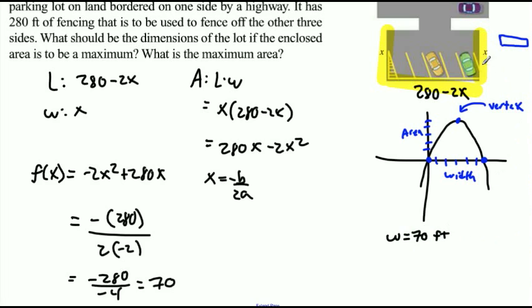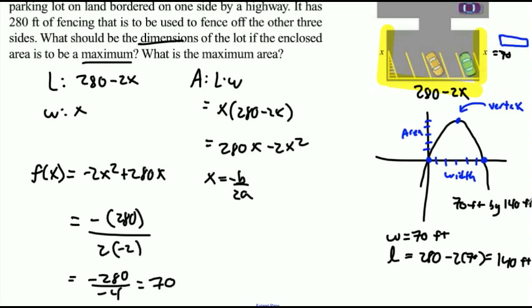Well, if we know that the width is 70 feet, can't we find what the length is? Well, yeah, right? The length must be 280 minus 2 times 70, which is 280 minus 140, which is 140 then. So we have just found the dimensions of the maximum area. The dimensions are 70 feet by 140 feet.